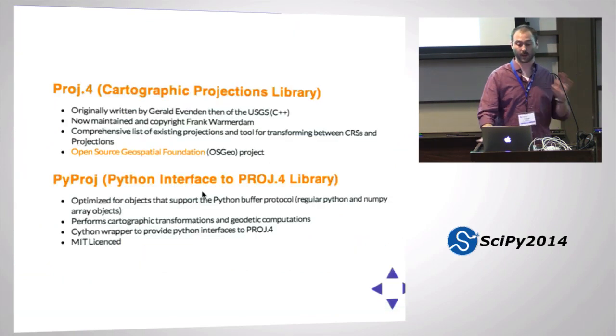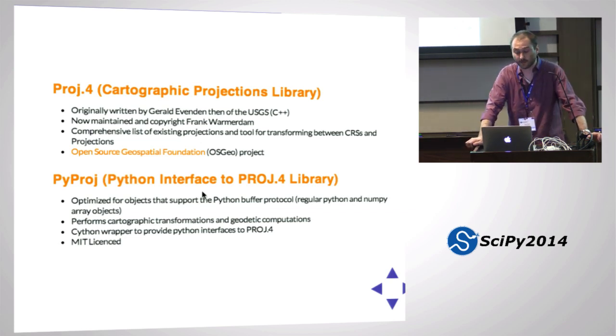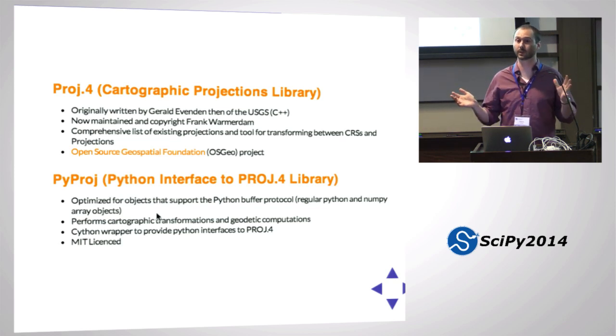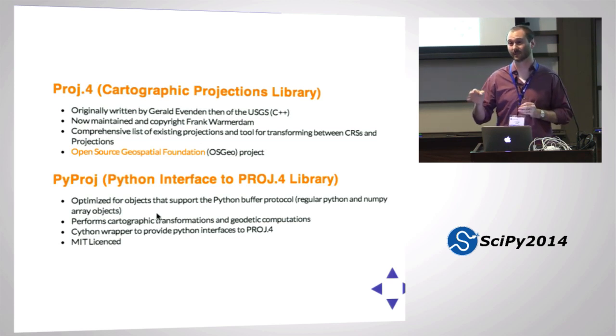So Proj4 is this C++ library. Obviously, none of us want to write C++ code, so PyProj basically wraps that for us in Python. It's the Python interface to the Proj4 library, and there's a link to it there if you want. It's pretty cool because it's optimized for reprojecting things that support the Python buffer protocol, so you can run it on NumPy arrays and do a whole array of points really quickly. That means we can transform between different coordinate reference systems quite easily, and I'll show you some examples of how easy it is in a little bit.